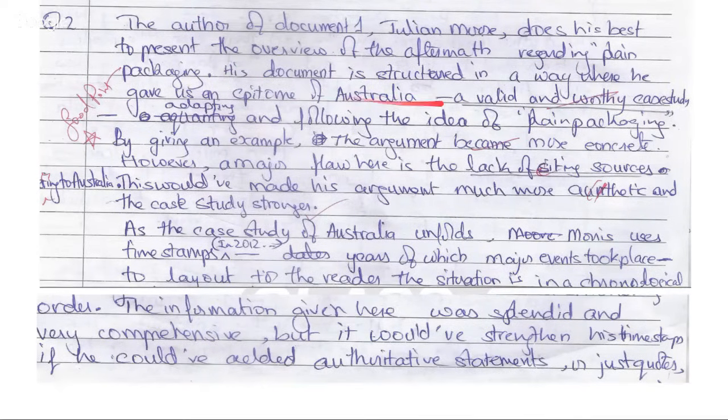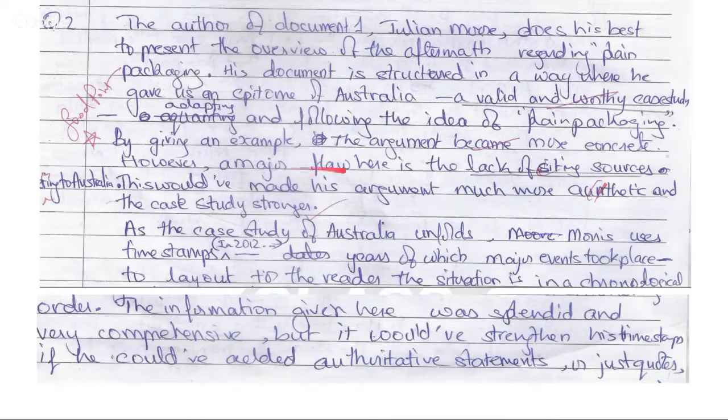He says us. But he didn't even praise that. I think that was probably what you do in question 3, sorry. Over here, he just said that this is what document 1 did, by giving Australia as an example and providing the idea of plain packaging. So let's read on. By giving an example, the argument became more concrete.